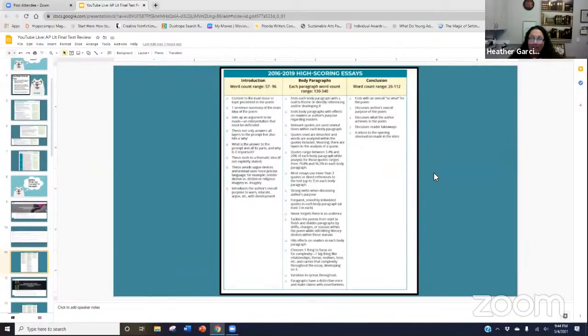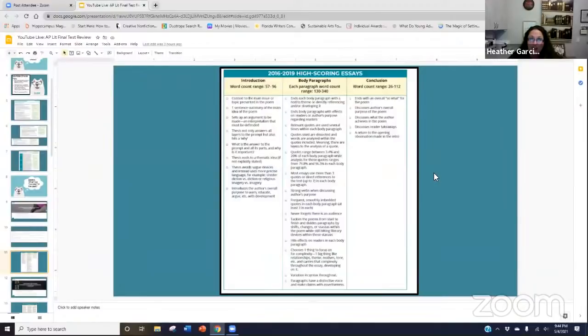And so looking at that poetry essay, the introductions for high scoring essays from 2016 to 19 were about 57 to 96 words long. So not overly long, but look at them in contrast to the conclusions. Anywhere from 26 words to 112, that is a huge range, but they're all high scoring. Because you know what? There is not a category on the rubric for your conclusions. So it can be 26 words long and not be a big deal. But those intros all fall into a little bit of a tighter category.